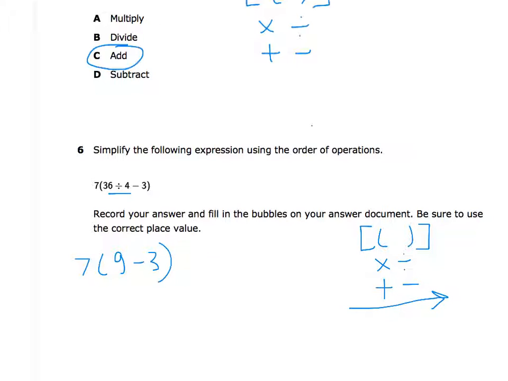Then I still have parentheses, so I have to do 7 parentheses 9 minus 3, and 9 minus 3 is 6. So now I have this 7 parentheses, 6 parentheses. Whenever I have a number next to parentheses, it means to multiply. So I can rewrite this as 7 times 6, which equals 42. The final answer should be 42.